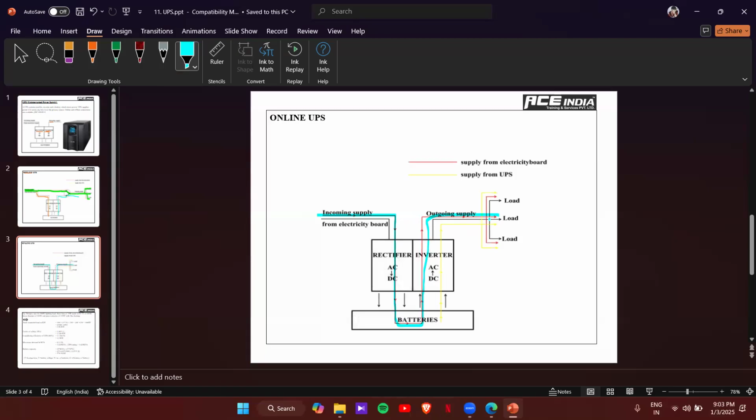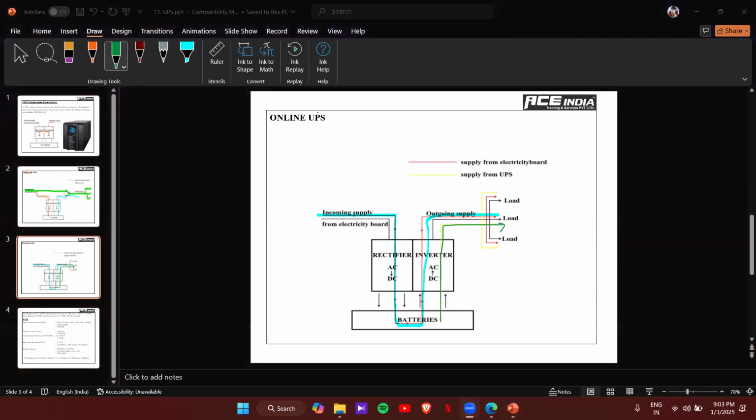When there is no supply, the supply cuts off from the normal side, so that from the battery, the supply will be given to the load directly. Here there will not be any time lag compared with the offline system. So that's the advantage of online UPS. Compared to the offline, it is costly, but the purpose is served here. That's the difference between the online and offline systems. Okay, clear?